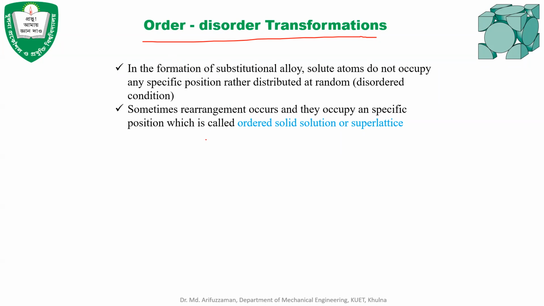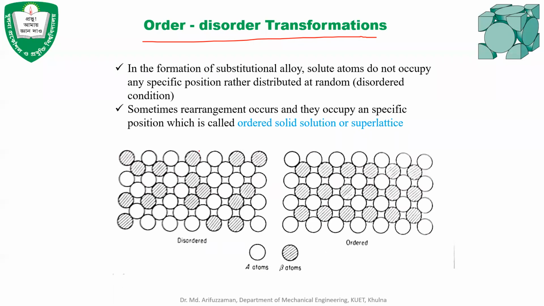If you look at this image, this is a solid solution, and in this case, there are A atoms and beta atoms. The A atoms and beta atoms are not uniformly distributed here. After a certain temperature, when the temperature continues to drop, at some point the distribution of these beta atoms in the matrix of A atoms gets ordered. They are distributed in an ordered fashion by diffusion, and this is called the order disorder transformation.